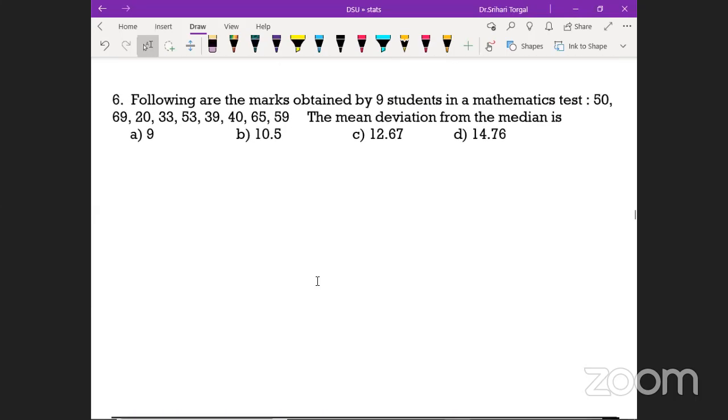Answer this question, question number 6. Following are the marks obtained by 9 students in a mathematics test: 50, 69, 20, 33, 53, 39, 40, 65, 59. The mean deviation from the median is? First, you need to write the data in ascending or descending order. Then you have to take the midpoint.